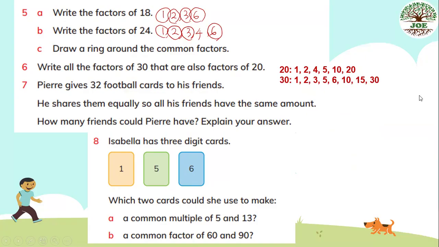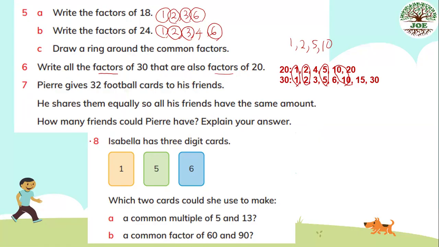So we can choose 1, 2, 5, and 10. They are common factors of 30 and 20. It means factors of 30 that are also factors of 20, so they are common factors of 30 and 20. They are 1, 2, 5, and 10.